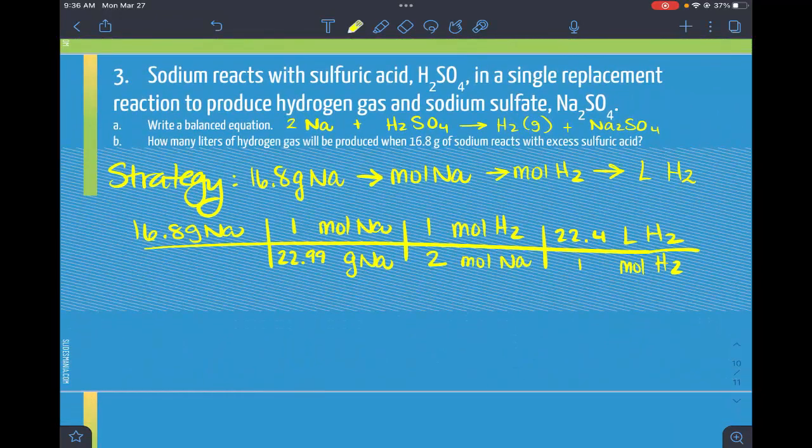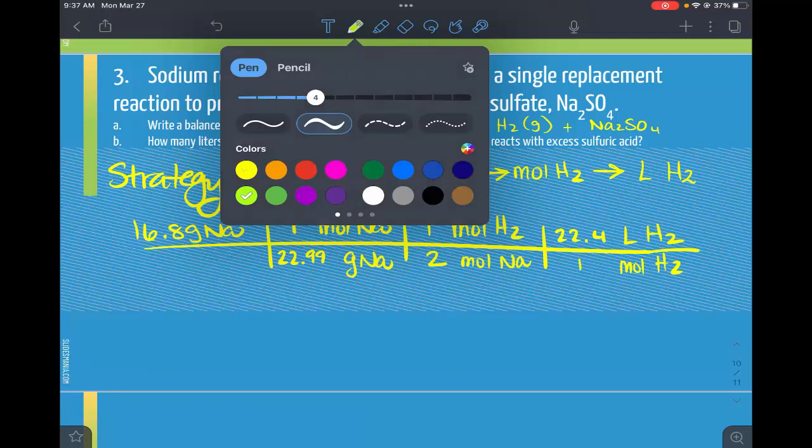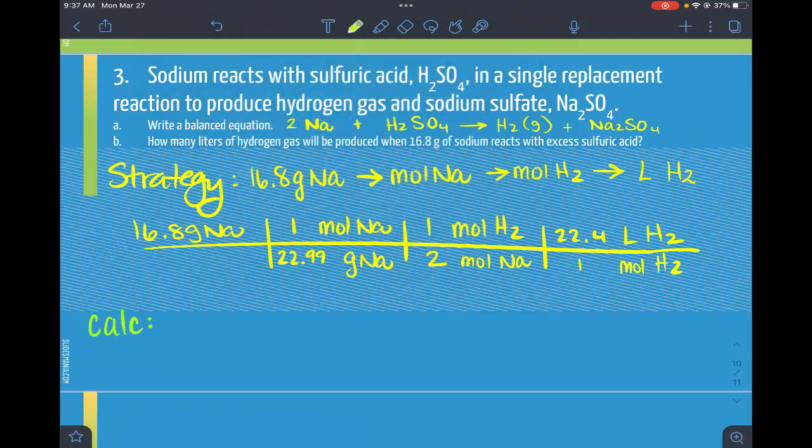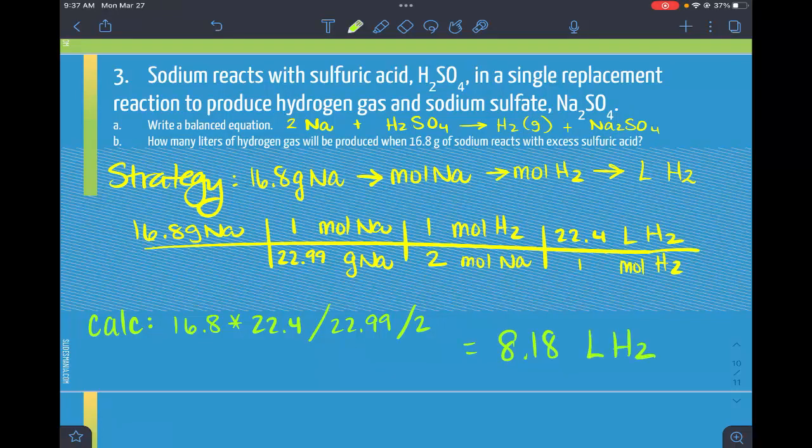All right. Feel free, if you feel like you know what to do, to pause the video here. If not, this is what we would type in our calculator. Top numbers multiplied together. So that's 16.8 times, remember you can skip the ones, times 22.4 divided by 22.99 and divided by 2. All right, so let's type that in and see what we get. 16.8 times 22.4 divided by 22.99 and divided by 2. I get 8.18. And that is liters of hydrogen. That's the unit that was left.